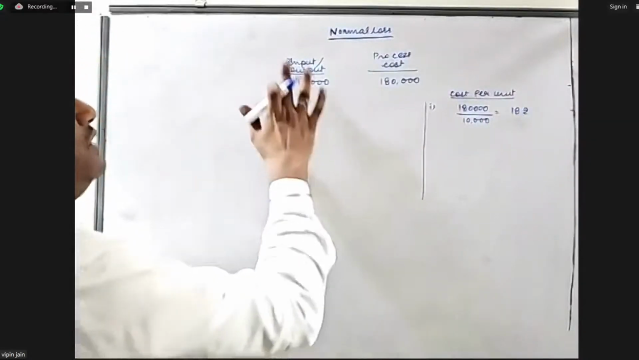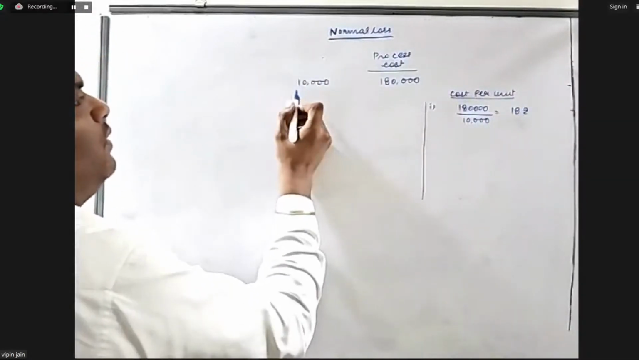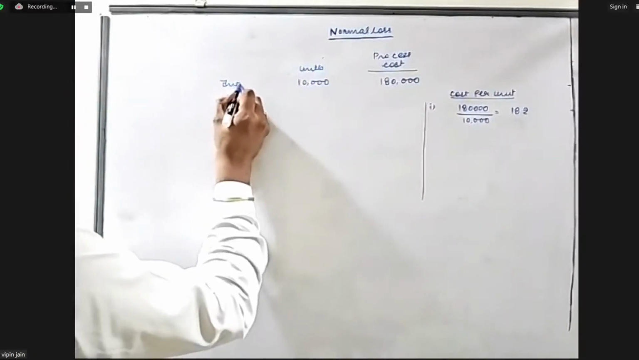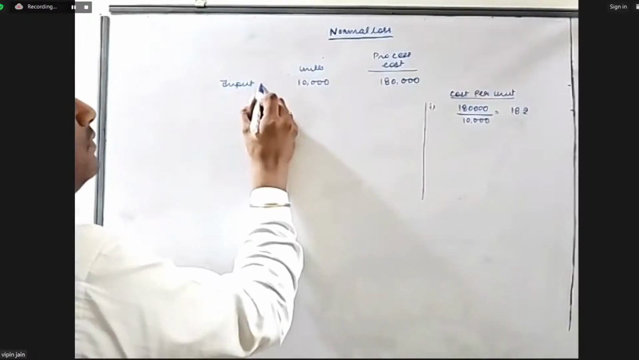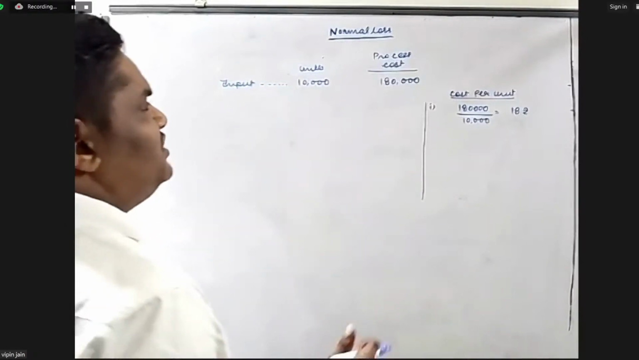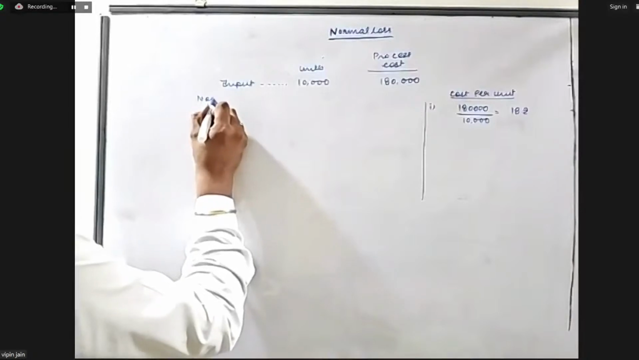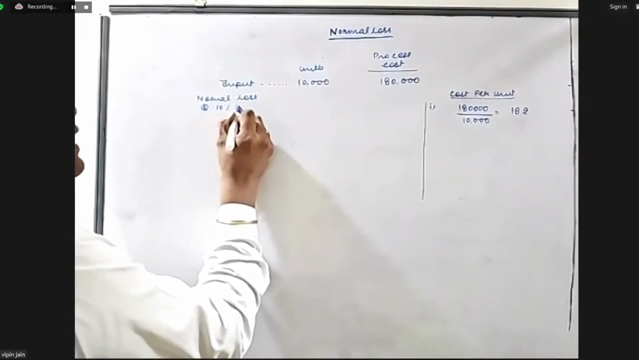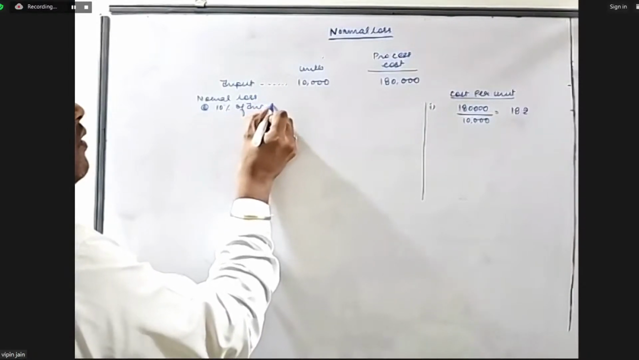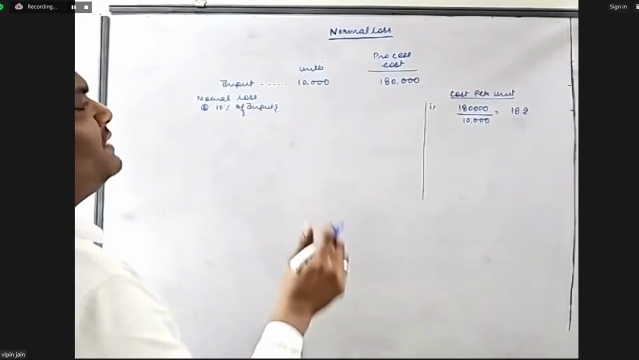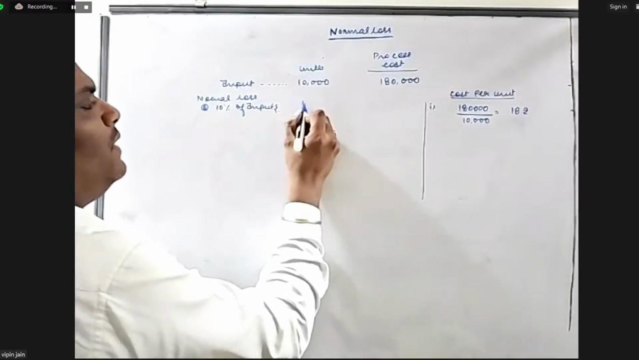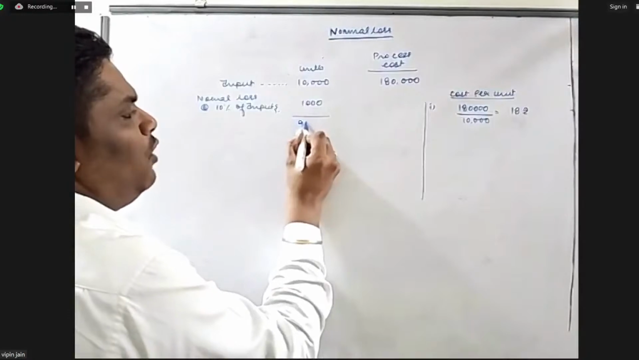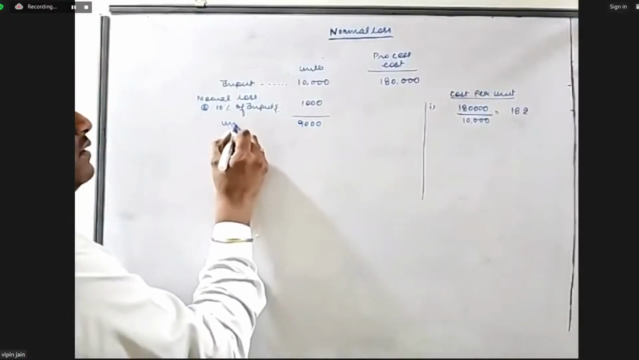Now let's take one more situation wherein I have made an input of 10,000 units. And in question, it is given that the normal loss is at the rate 10% of inputs. The normal loss is 10% of input. It means what? The normal loss will be how much? 1,000 units. So how much will be my output? 9,000 units.